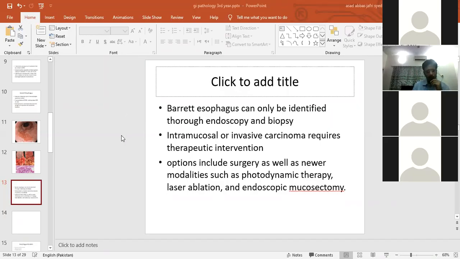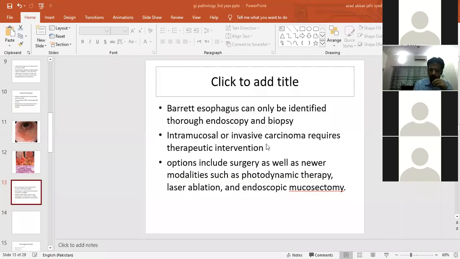Obviously, to confirm, endoscopy alone is not sufficient. You also need to see goblet cells under the microscope. As we know, prolonged metaplasia in reflux esophagitis will give rise to Barrett's esophagus, and if unhampered, in a subset of patients this will give rise to dysplasia and ultimately carcinoma.